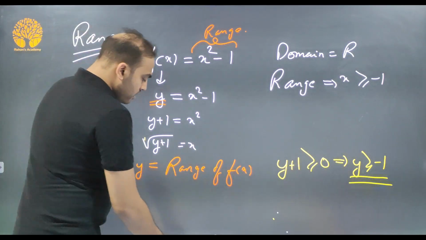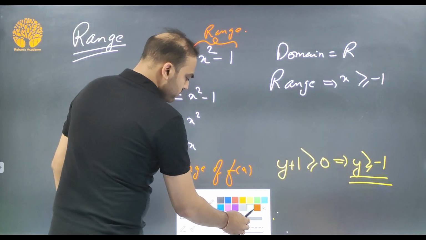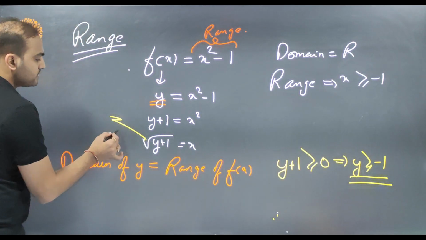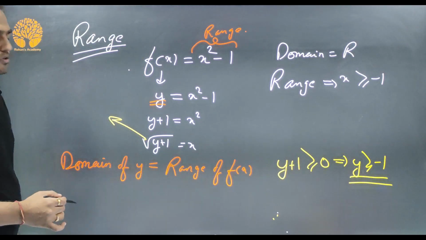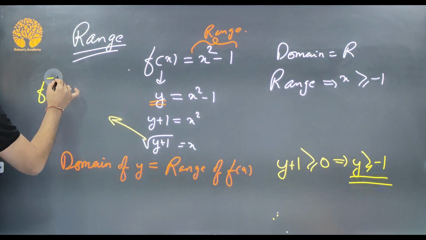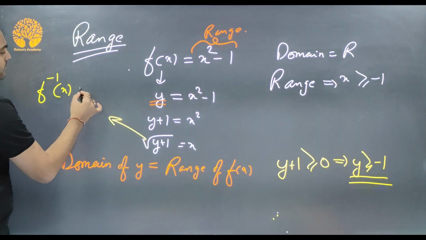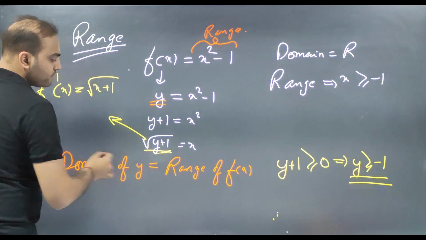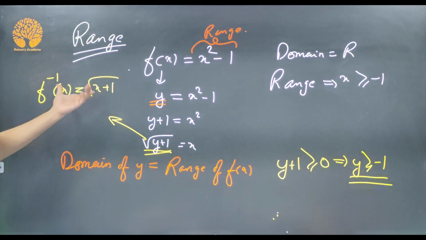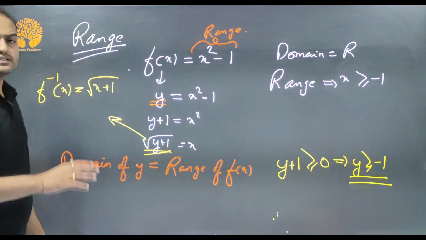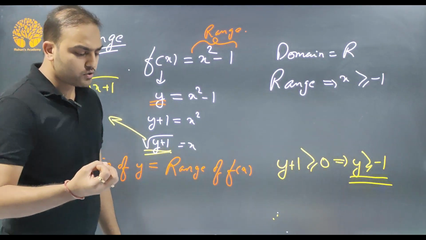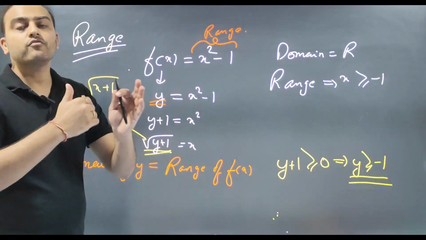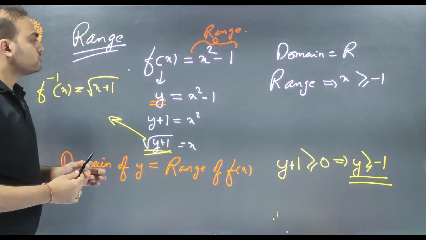Now one interesting thing that you can learn from here itself, friends, is the inverse function. So the inverse function of x square minus 1 is simply root of x plus 1. This here also gives you the inverse function. Inverse function means reciprocal of it. See, when we ask what is the inverse of 4, we say 1 by 4, right, because 4 times 1 by 4 is 1.